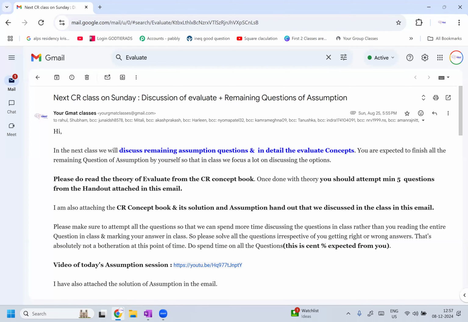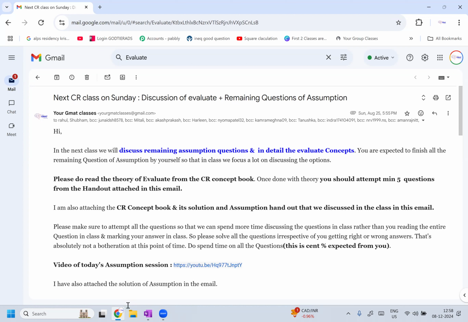We'll be discussing the remaining questions of assumptions. There are 9 questions, I think. We have done 3 questions. We'll discuss 6 questions in the next class. And then we'll start a little bit of evaluate as well. A little bit of evaluate means you are supposed to read evaluate and come. The evaluate theory is not 23 pages. The theory is just 2 pages. So it's not too much I'm asking. And I'll tell you how you should be doing it.